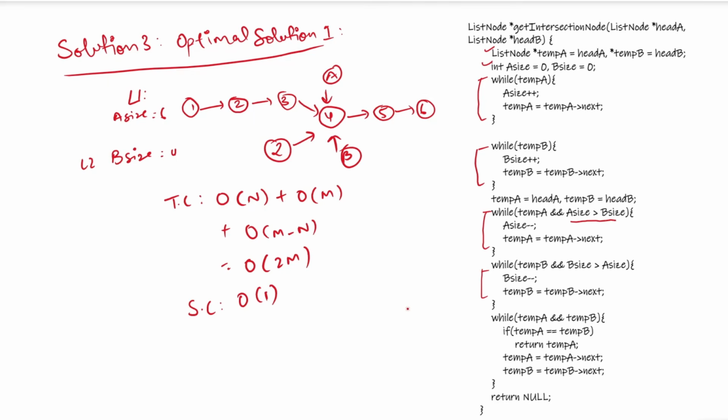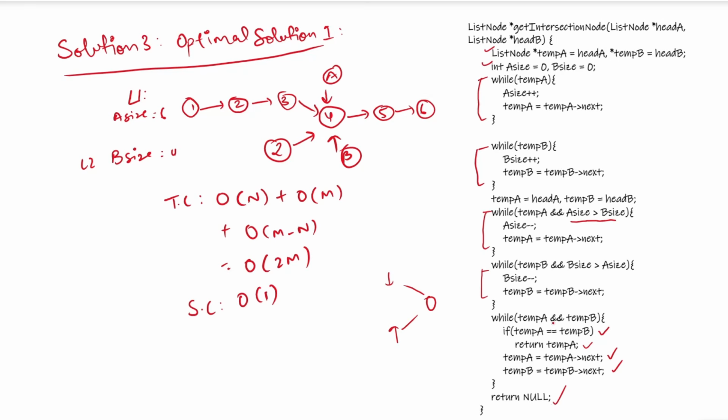After that, when both of the pointers are at the same distance from the intersection point, we will move both of them one by one. And when they are equal, we will return that node. Otherwise, if they are not equal and we reach the end of the list, then we will return null. So this is the solution.